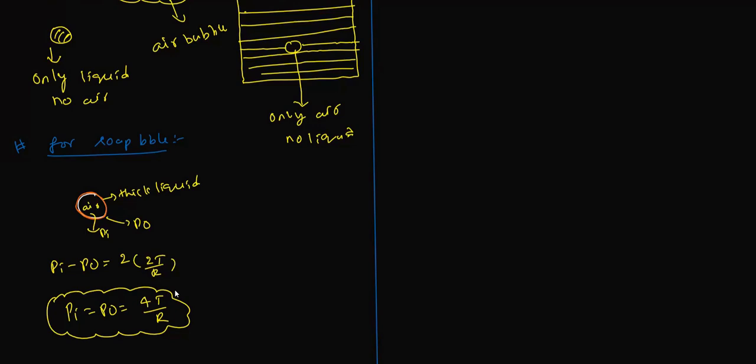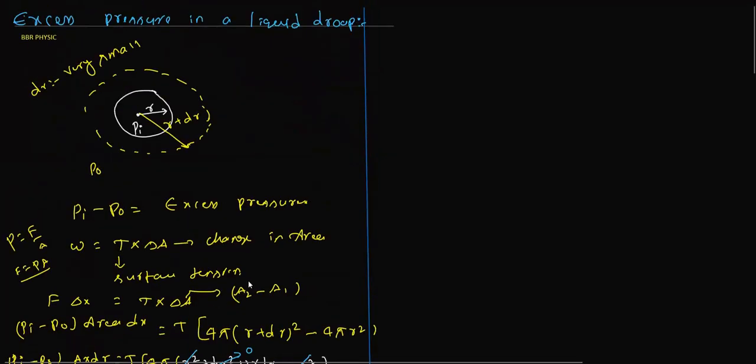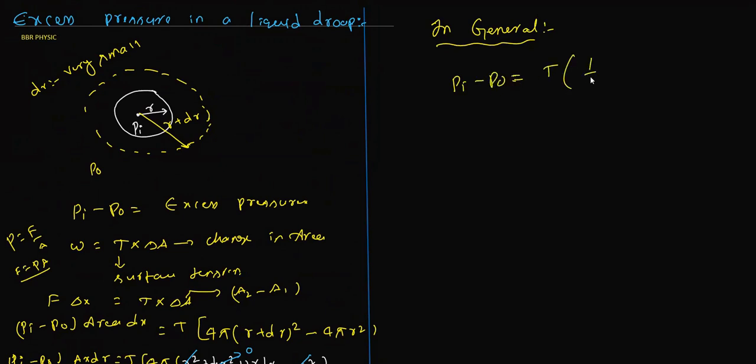But generally, how can you conclude this? In the general case, we can write the equation as Pi minus P naught equals T into (1 by R1 plus 1 by R2). One point should be clear: what is meant by R1 and R2? R1 and R2 are radii in mutually perpendicular directions.